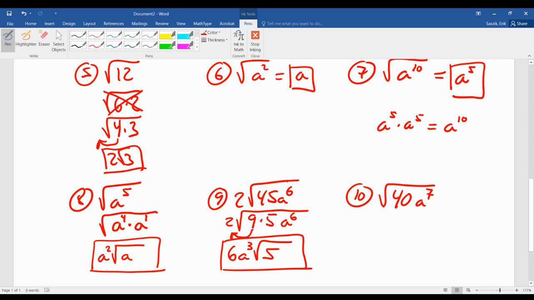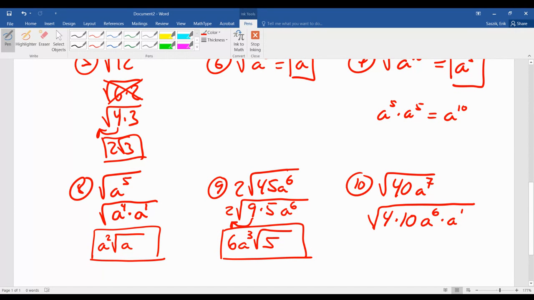So here's the last one of the day. We have an odd power, so it's a little bit harder. We're going to break up the 40. Biggest perfect square is 4. Goes in 10 times. Change this to a to the 6th times a to the 1st. I don't really have to write that. I'm just writing it to show you. Okay, now we can do it in one more step.